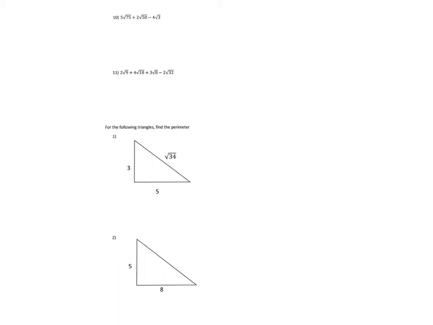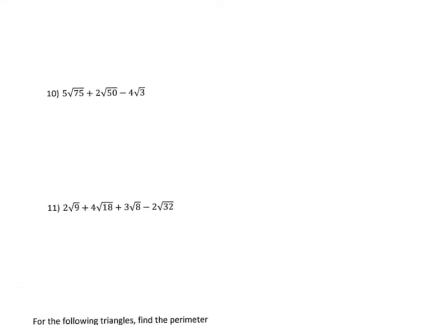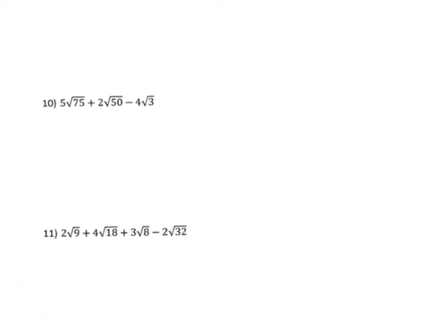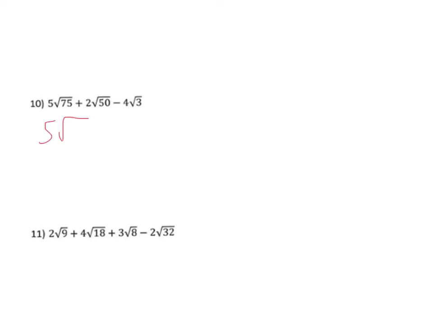Here, so once again, these are going to keep getting a little harder. So we have a 5 radical 75 plus a 2 radical 50 minus a 4 radical 3. Once again, simplify. 5 radical 25 radical 3 plus 2 radical 25 radical 2 minus a 4 radical 3.